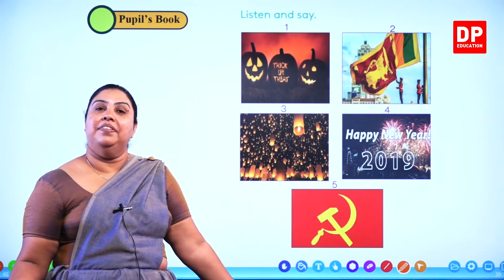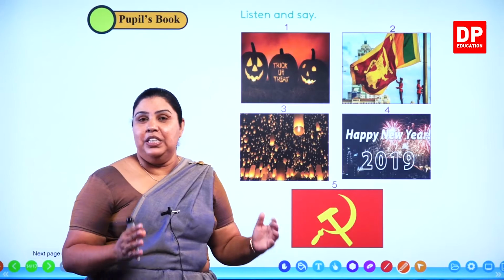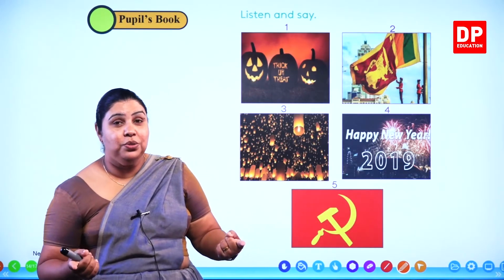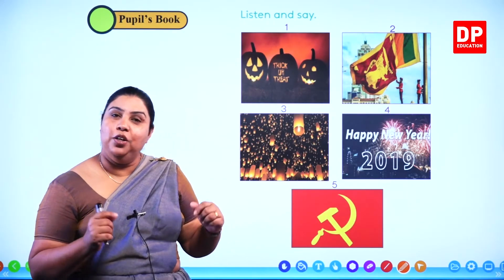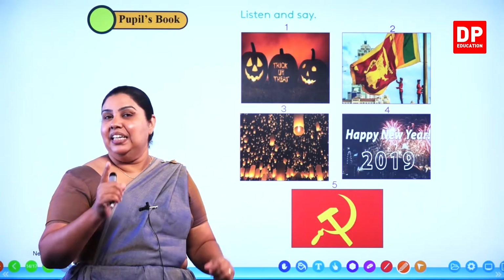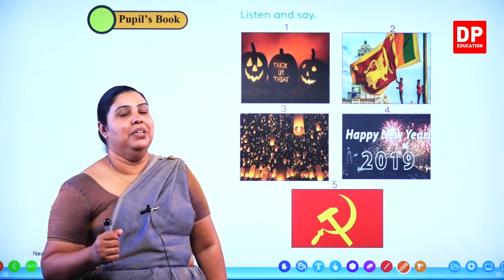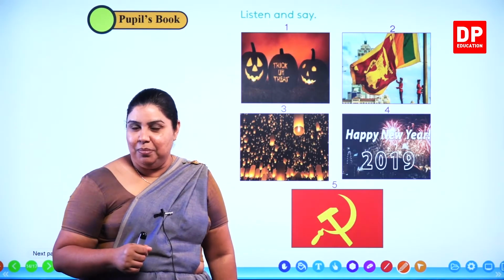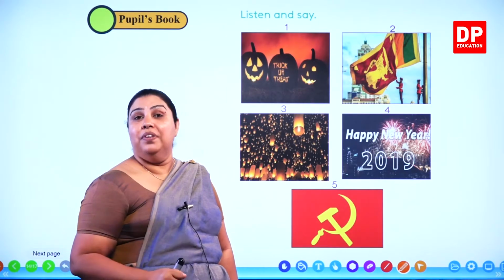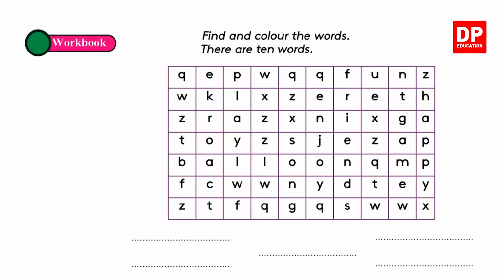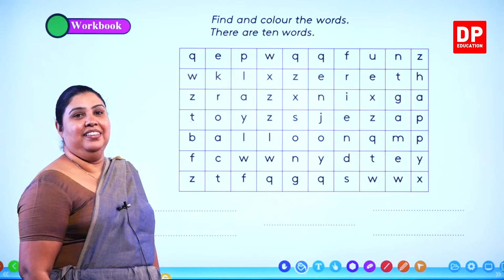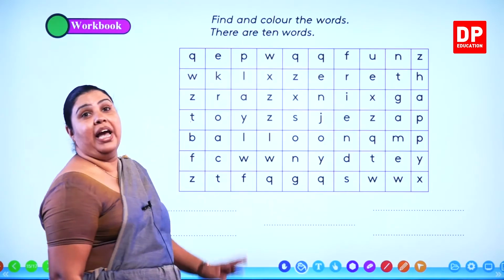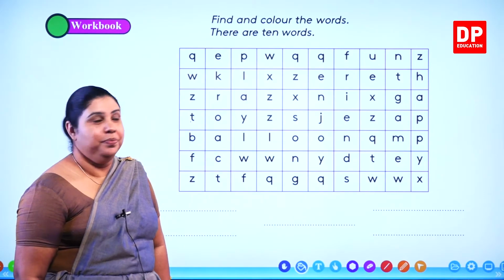Right, so now we have completed our pupils book. Now I want you to take your workbook very quickly, and we have another interesting activity to do. Come, let's go and see what it is all about. Quickly turn to your workbook, and it is in this page. Right, now it's the workbook activity that we have to do.